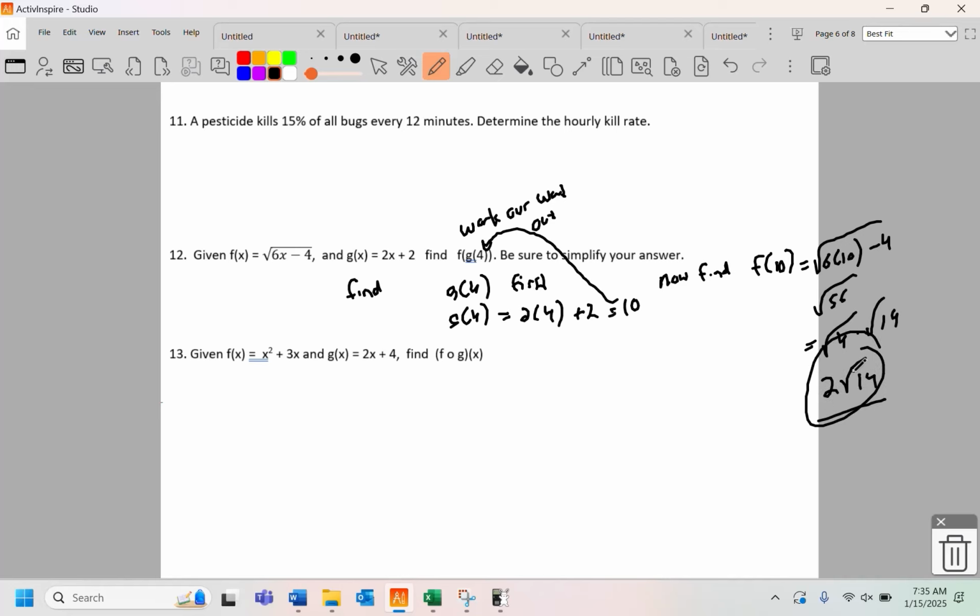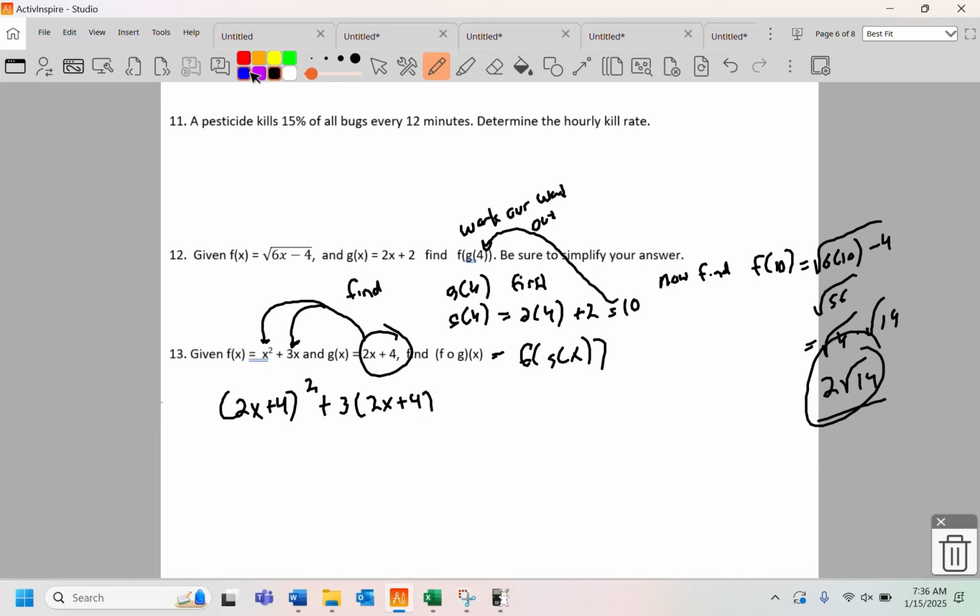That's your answer. Given f of x is x squared plus 3x and g of x is 2x plus 4, find f of g of x, or f composed of g of x. Better written as f parentheses g parentheses x close parentheses. We're going to take this and put it right there, and right there. So we have 2x plus 4 that is squared, plus 3 times 2x plus 4. And you know full well that if you're going to square something, you're going to write it twice.